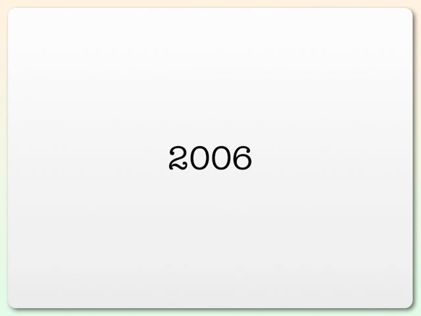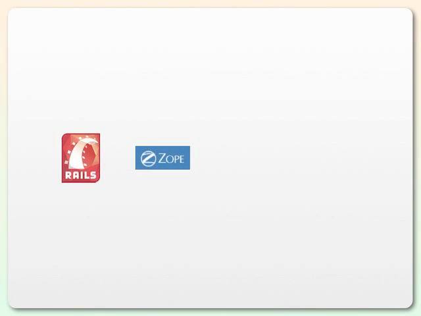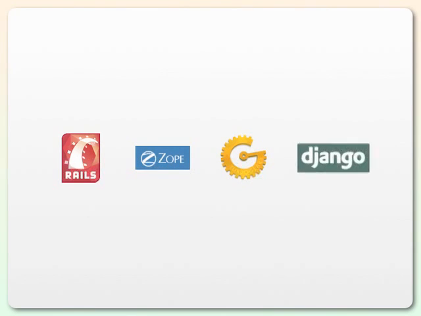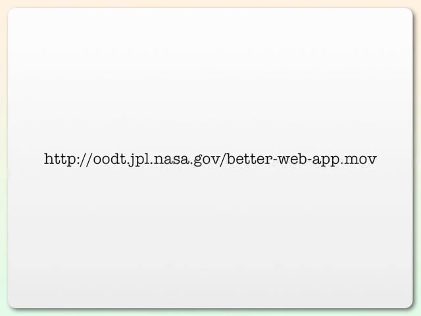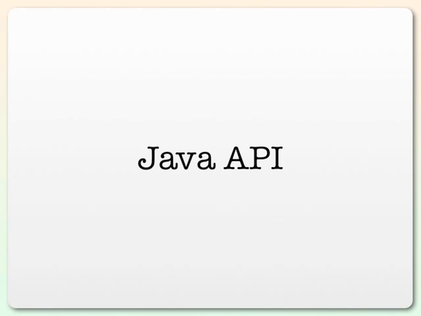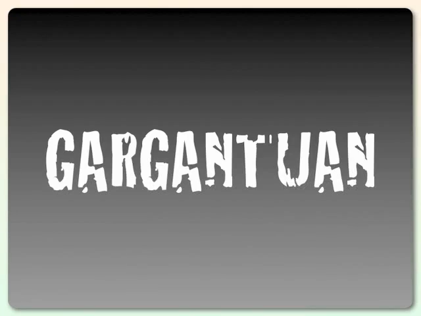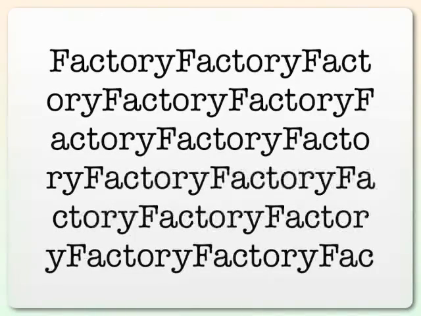So in 2006, I finally took the time to evaluate a lot of those other technologies that were out there, or at least some of them, and made the now famous screencast Better Web App Development, which is still on the web at this address should you like to take a look. By 2006, the Java API as well was starting to collapse under its own weight. And using that API became more and more difficult.